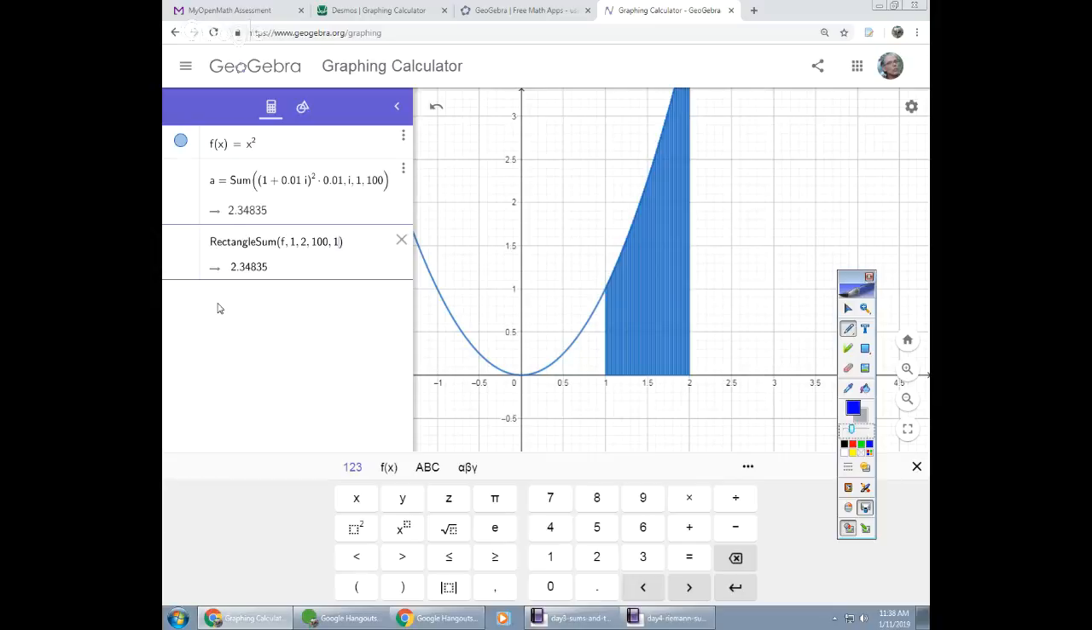I don't think Desmos has that, but it's usually called a trapezoidal sum, which we might take a look at in chapter 3. We might come back and look at that. Right now, we're just going to focus on rectangles because they're easier to work with.